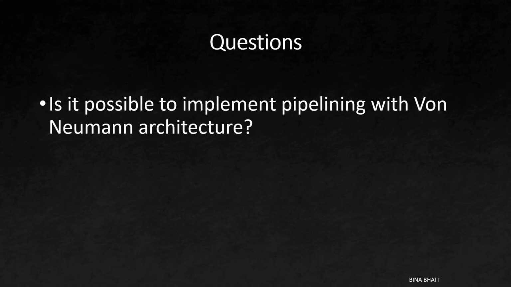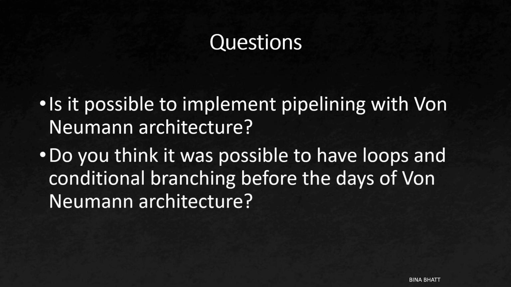And before I end this one, I have just got two questions. See if you can answer them. You can leave your answers in the comment section below. So the first question is, is it possible to implement pipelining with von Neumann architecture? And the second one is, do you think it was possible to implement conditional branching and loops before the days of von Neumann machines?